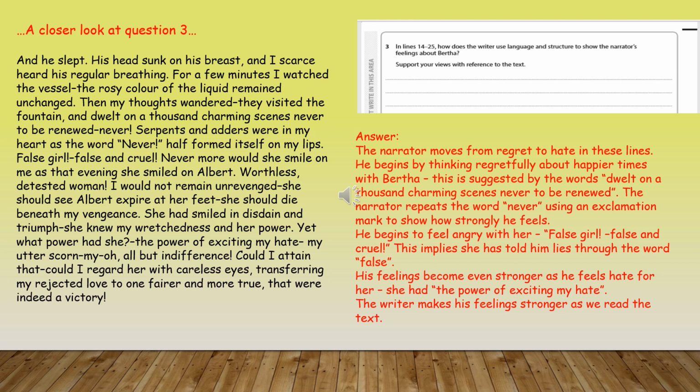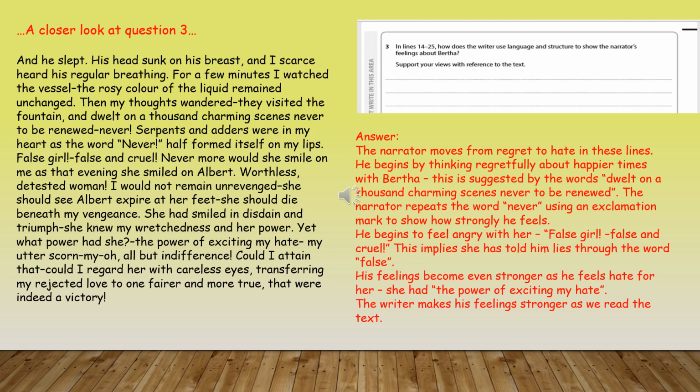Notice punctuation here can be commented upon. So the narrator repeats the word "never" and uses an exclamation mark, which shows his strength of feeling. From regret, he begins to feel angry with her, calling her "false girl, false and cruel," again with the exclamation mark. And "false" is the old-fashioned word for somebody who used to tell lies. So your explanation is, this implies she's told him lies through the word "false."